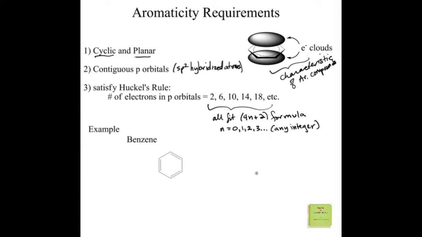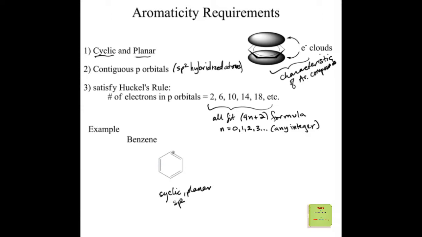So let's take a look at benzene. We said benzene is an example of an aromatic compound. Let's make sure it satisfies all the rules. Okay, it's definitely cyclic and planar. We saw that with our model. They're all sp2 hybridized, so we have a p orbital on every single atom. That's good. And then let's check the number of electrons. How many electrons does benzene have in those p orbitals? We're trying to see how many electrons are delocalized in that pi system.